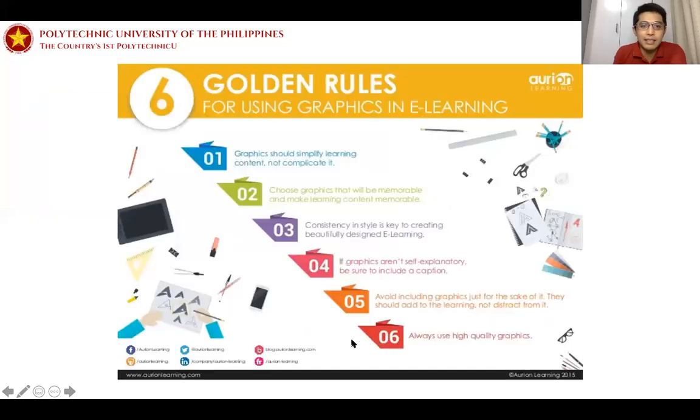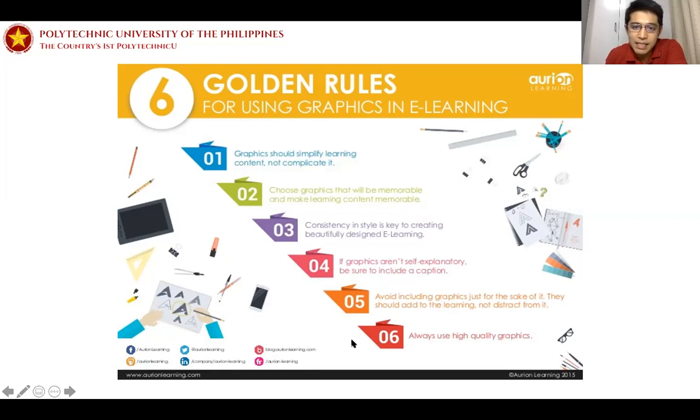Now, there are 6 golden rules in using graphics in e-learning, and these 6 golden rules can also be applied in writing technically. Number one, graphics should simplify learning content, not complicate it. That means the graphics must be simple and can easily be understood. Second, choose graphics that will be memorable and make learning content memorable. Graphics that are nice, graphics that can easily be remembered, graphics that are not too complex to remember.